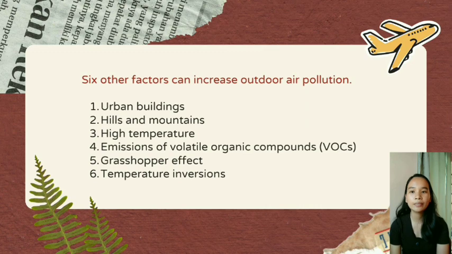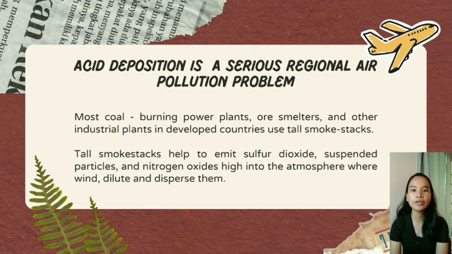And lastly is the temperature inversions. It can cause pollutants to build to high levels. During daylight, the sun warms the air near the Earth's surface. Normally, this warm air and most of the pollutants it contains rise to mix with the cooler air above and disperse the pollutants. Acid deposition is a serious regional air pollution problem.